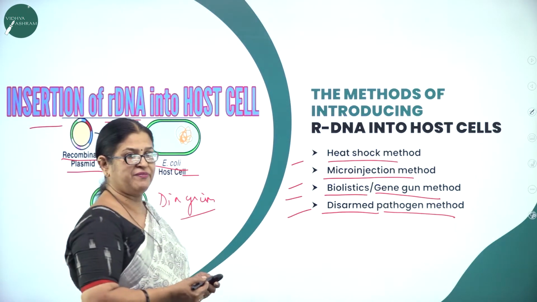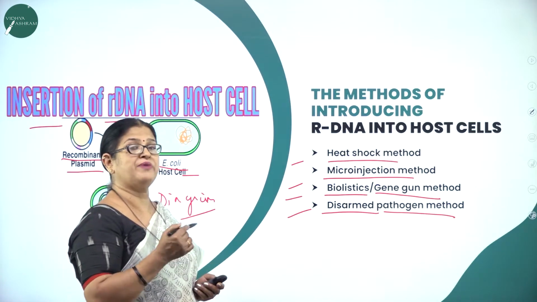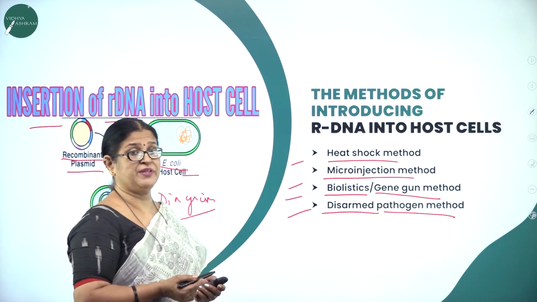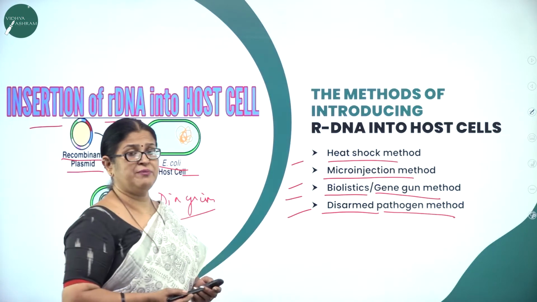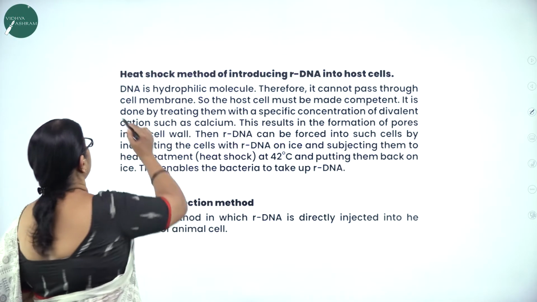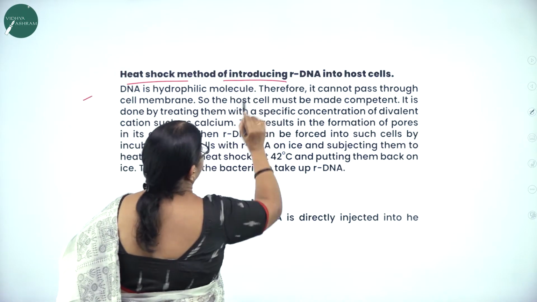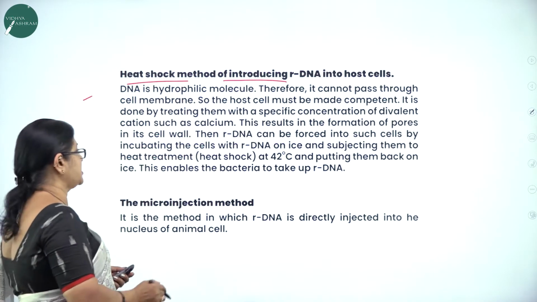Now let us study one by one. What is the heat shock method? What is the microinjection method? The biolistic method, that is the gene gun method, and the disarmed pathogen method. Moving on to the first one, the heat shock method of introducing rDNA into the host cells.